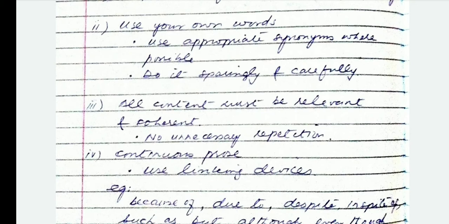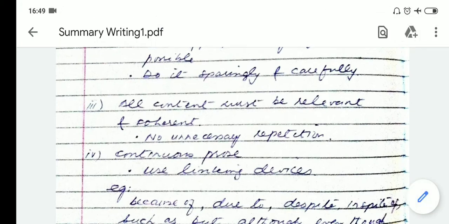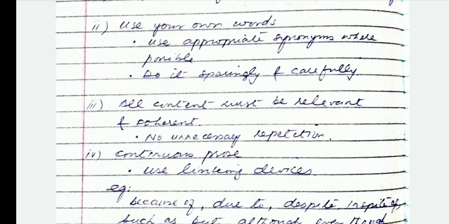For a writing to be coherent, it has to be, number one, logical, and number two, in the correct order. So whatever you are writing in your summary must be in a correct order, and secondly, it must be logical. If it is in the correct order and it is logical, it means it is coherent and it carries marks. No unnecessary repetitions. If you have already written about some main point, do not repeat it.